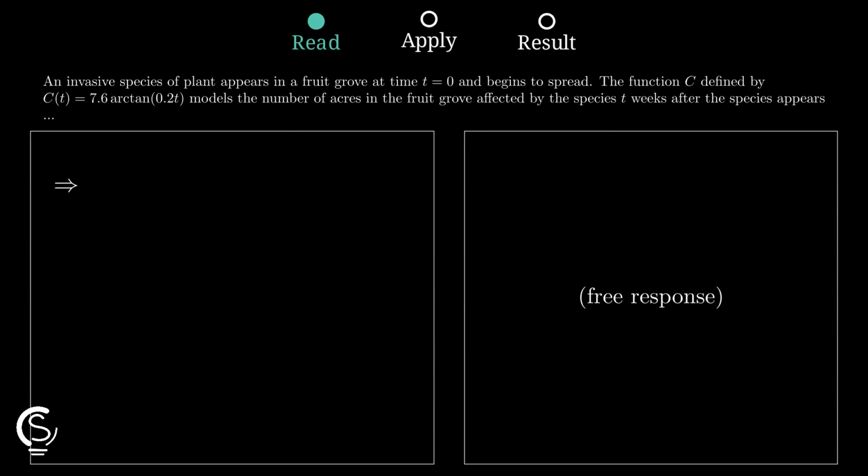Part B, the average rate of change of C on 0 to 4 is C of 4 minus C of 0 over 4 minus 0. Set C prime of t equal to 1.282 and solve for t, giving t as 2.154.